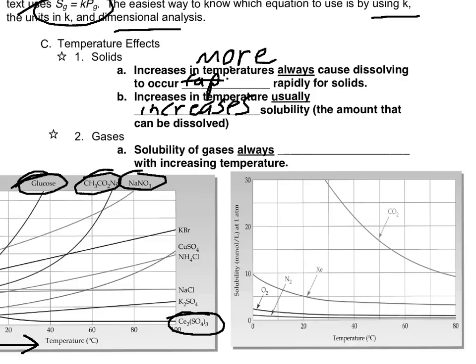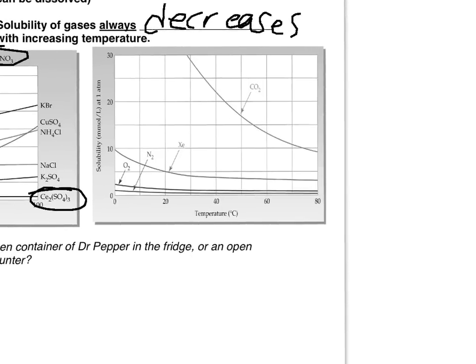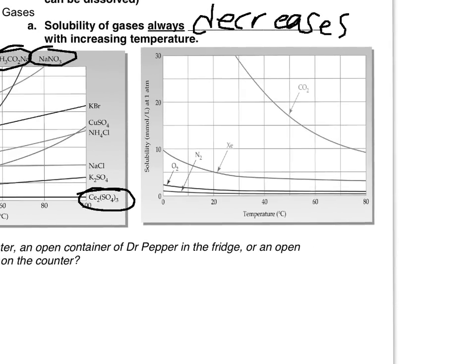Now for gases, it is the opposite. For gases, solubility always decreases whenever you increase temperature. Look over here at this chart. As you increase your temperature, your solubility actually goes down. Look at that CO2 line right there.